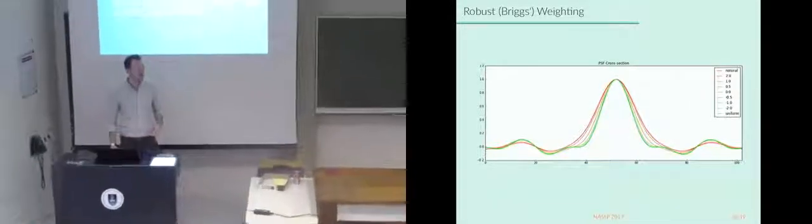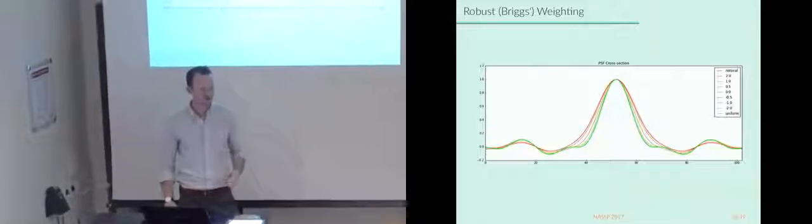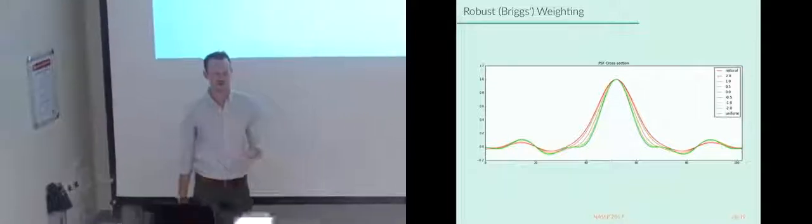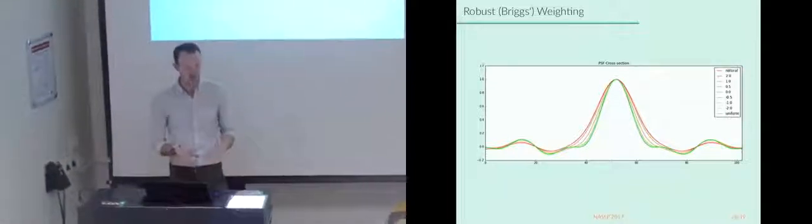Have you guys done imaging yet? Have you guys made images yet? No, that's only... So I mean, it'll be typical in almost every imager you'll see the weighting scheme.